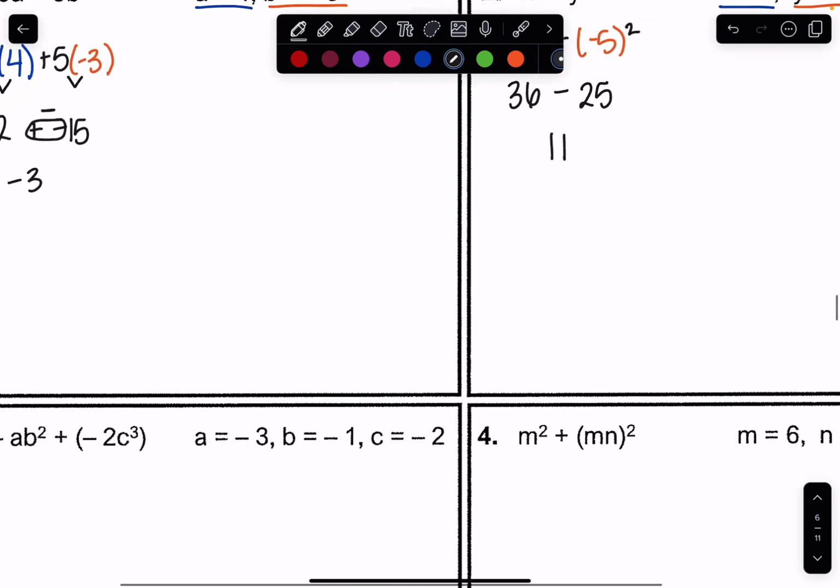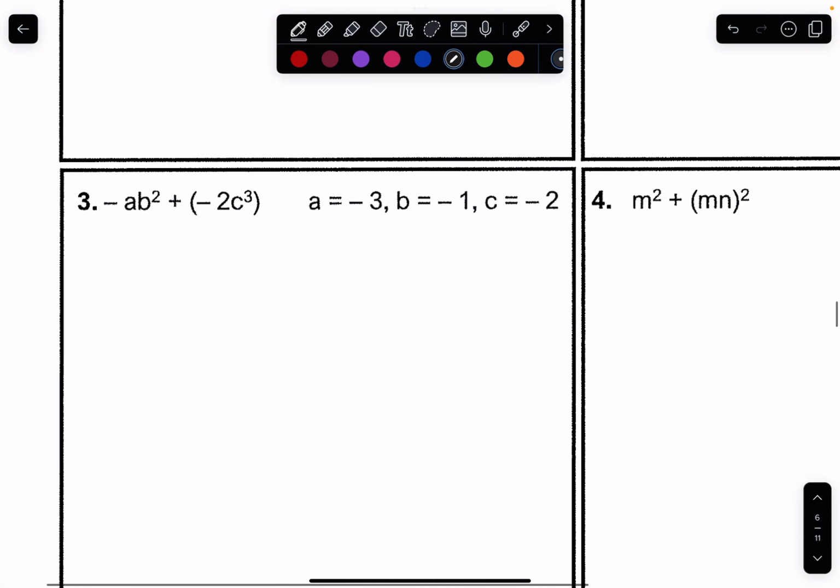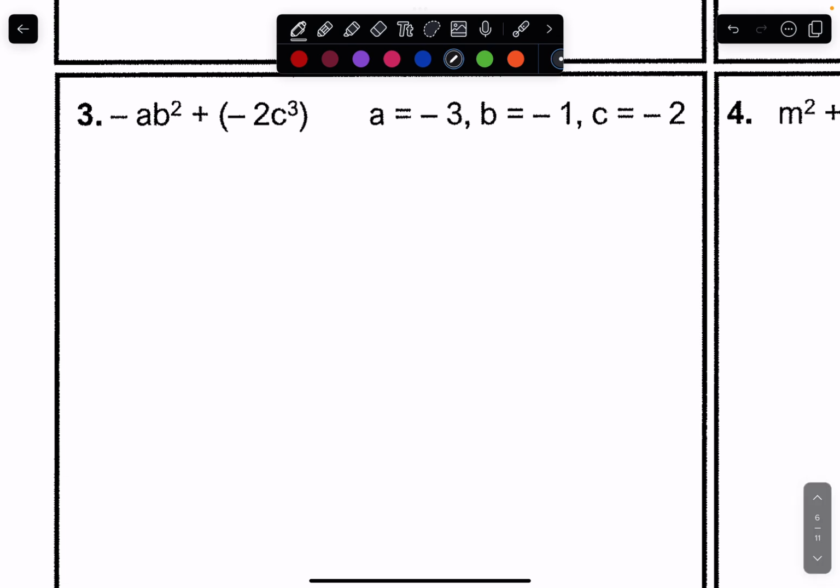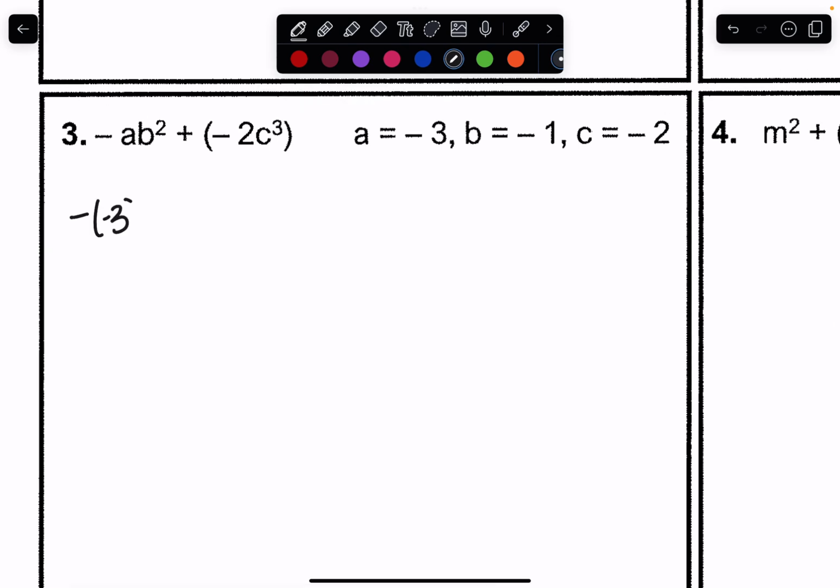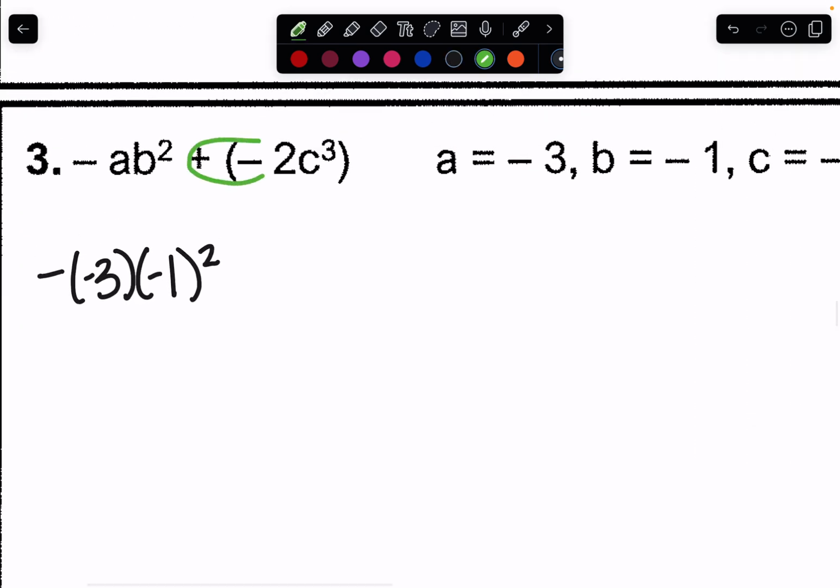Okay, let's jump to number 3. This one I have a lot more going on, but let's take it step by step. Okay, so we have the minus. So I'm going to rewrite that. I see A. A I'm replacing with -3 in parentheses. I see B. B I'm replacing with -1 in parentheses. There's a squared after that. This time, I really can already turn that plus minus into a minus sign, because look, there's nothing being squared here. I really am adding this next term right here, okay? So I can really make that a minus 2. I see C.